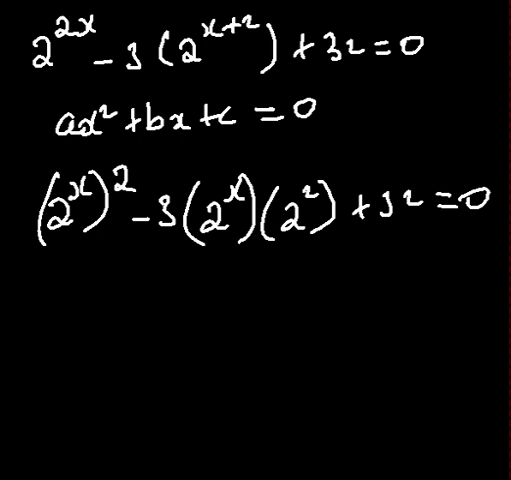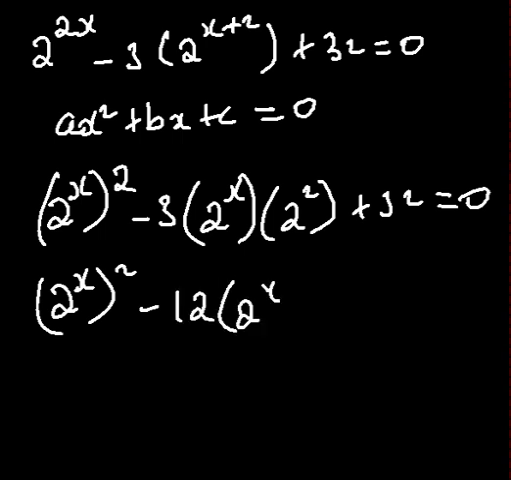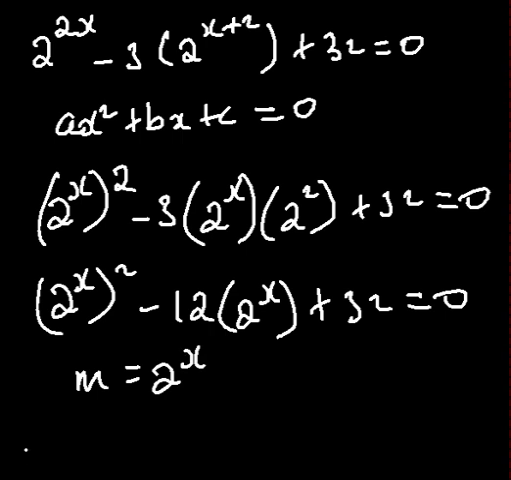In this case, we have obtained the same components: 2 to the power x and also 2 to the power x. So we have 2 to the power x, all squared, minus 3 times 2 to the power 2. What is 2 to the power 2? We have it as 4, and 4 times 3 gives negative 12. So we have 12 times 2 to the power x, plus 32, which is equal to 0. We should let 2 to the power x be the variable of our interest. So we'll have m equal to 2 to the power x, which means we'll have m squared minus 12m plus 32, which is equal to 0.